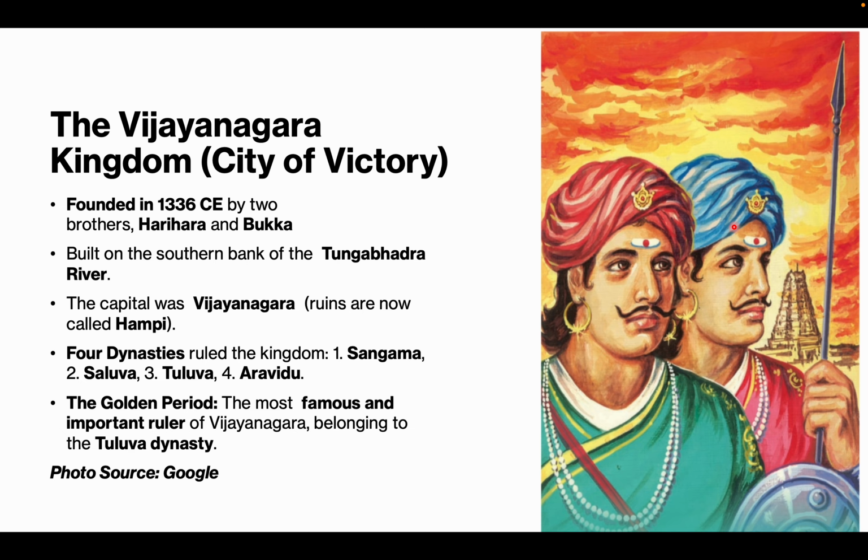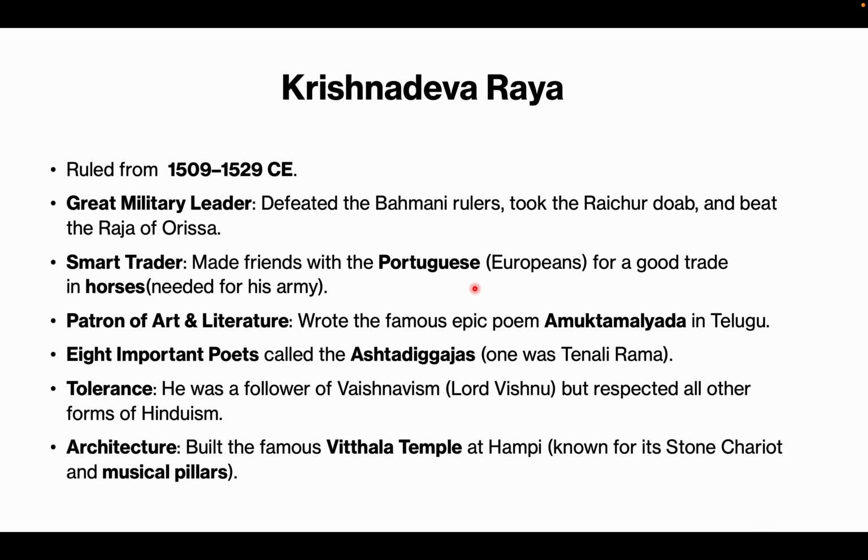They started, and they were guided by their guru Vidyaranya. Okay, so Harihara and Bukka are the two brothers, and they identified a nice place called Hampi on the banks of the Tungabhadra river. So Vijayanagara means the city of victory. Okay, and this kingdom was ruled by four dynasties: Sangama, Suluva, Tuluva, and Aravidu. Yeah. So the most famous ruler of Vijayanagara, again as I mentioned, Krishnadevaraya, belonged to the Tuluva dynasty. After that, Aravidu came. Battle of Talikota happened. Okay.